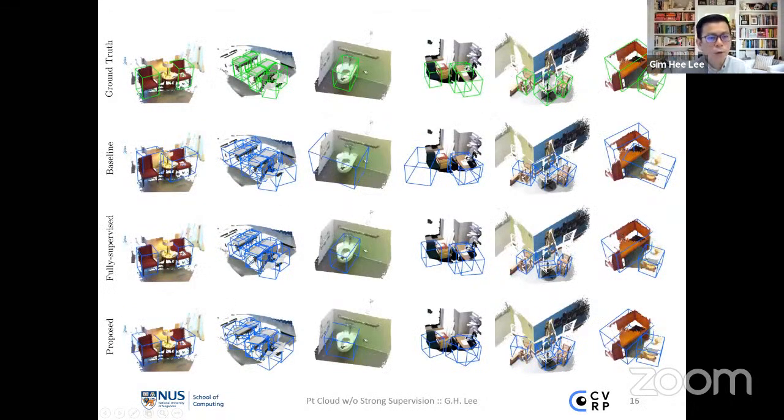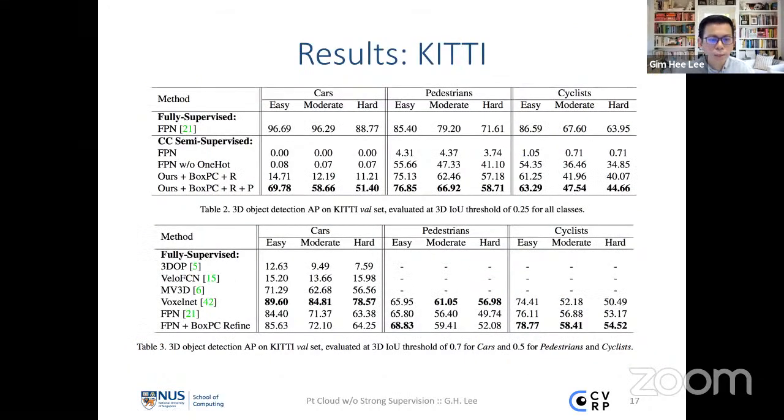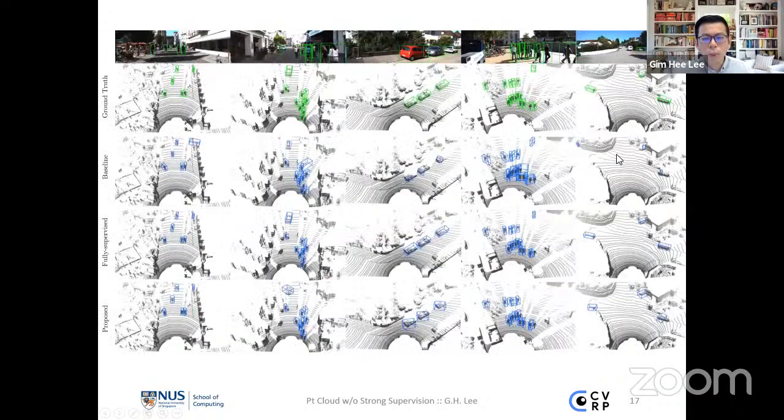And here are some qualitative results on the SUN RGB-D data. Although we use semi-supervision, we can see that we also detect reasonable results as compared to the fully supervised network of Frustum PointNet. Here are some results on the KITTI dataset. We can also see that we achieve about 70 to 80% of the strongly supervised learning network, which was FPN at that time. And here are some qualitative results on the detection of cars as well as pedestrians in the KITTI dataset as compared to the fully supervised network. We can give some reasonable results over here.